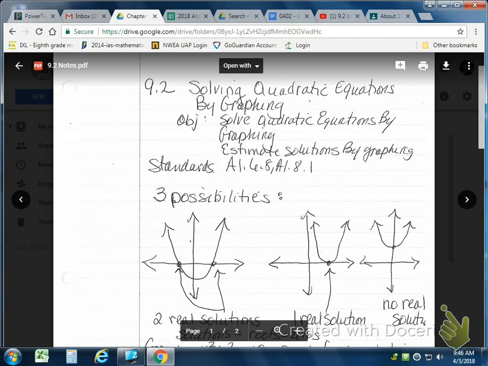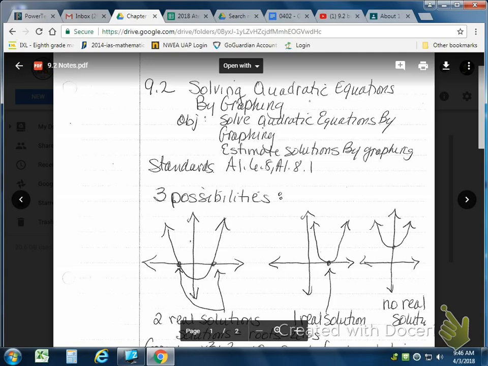Lesson 9-2, solving quadratic equations by graphing. Our objective today is to solve quadratic equations by graphing and also estimate solutions by graphing. We're covering Standard Algebra 1 6.8 and 8.1.